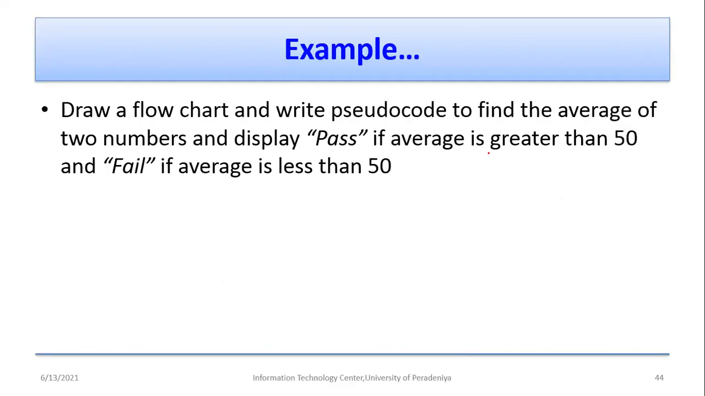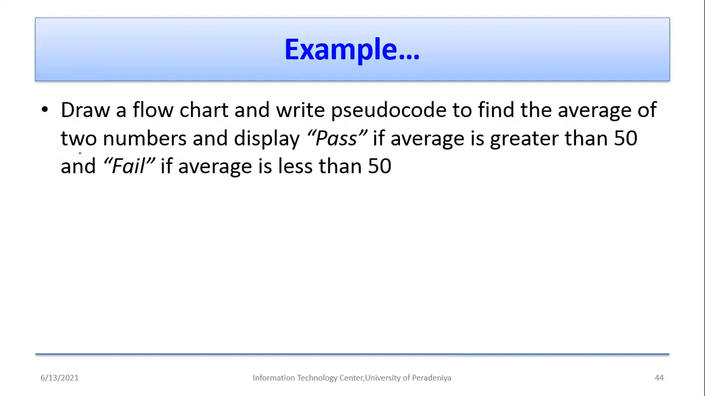Now you can do this part. Draw a flowchart and write pseudocode to find the average of two numbers and display pass if the average is greater than 50. Otherwise, display fail, that is, if the average is less than 50. That means the otherwise case from earlier.